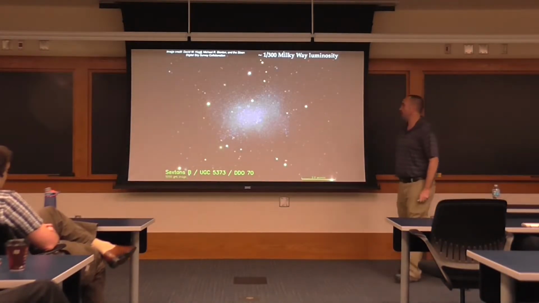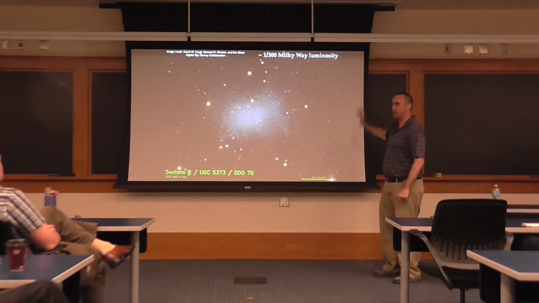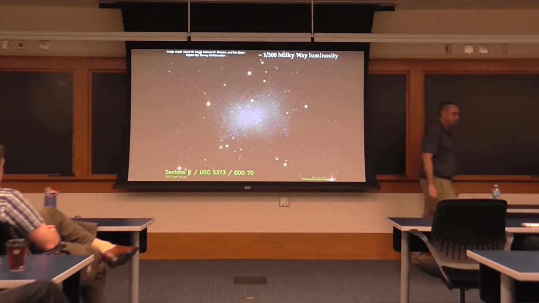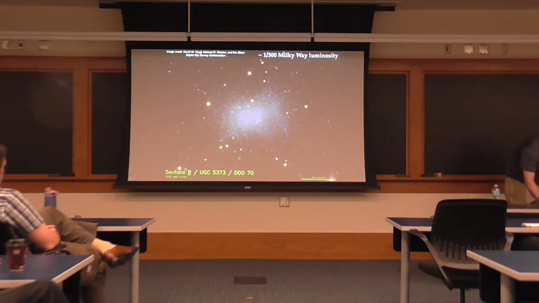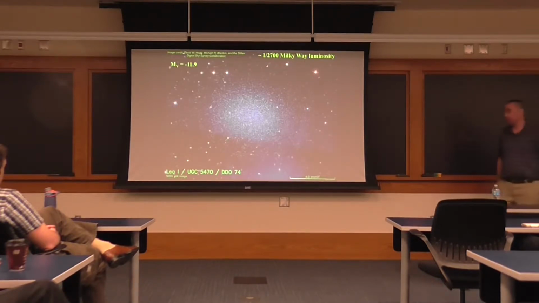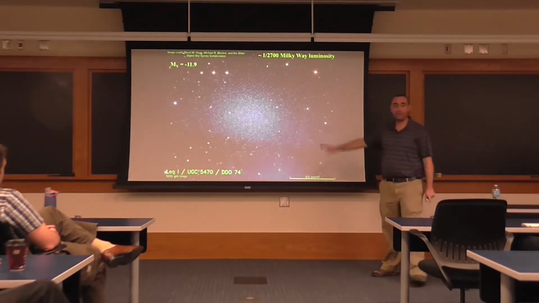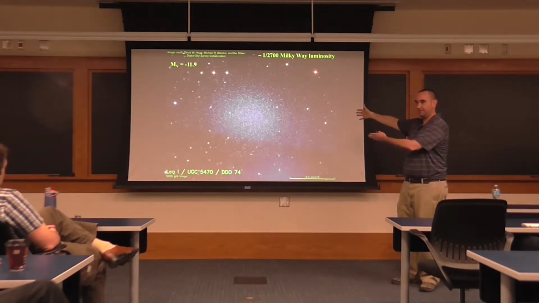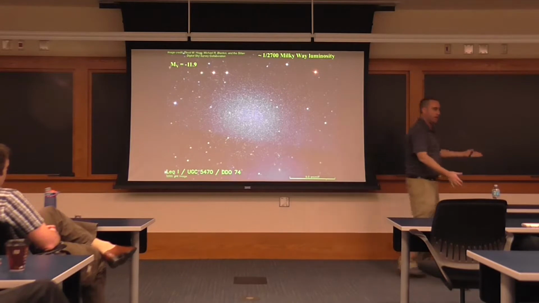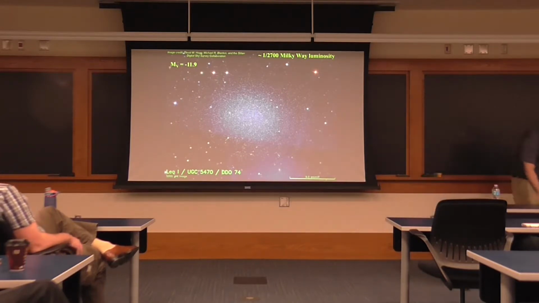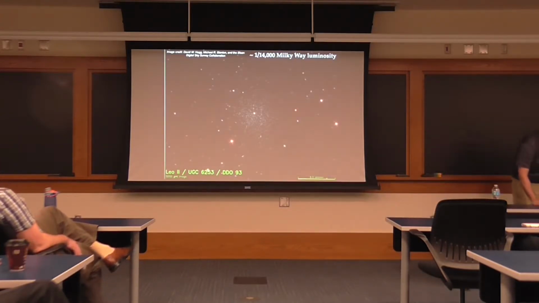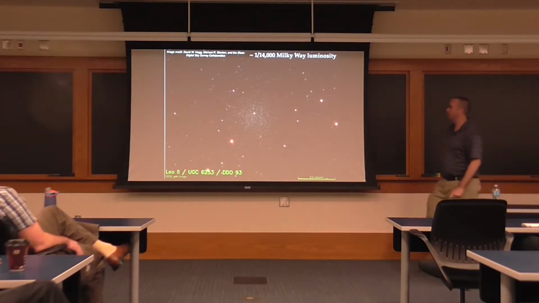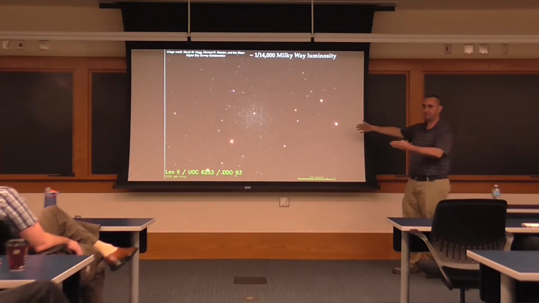1/300th of the Milky Way. This is Sextans B, kind of a dwarf irregular. I forget how far away. Leo 1, about 1/3000th the luminosity of the Milky Way. Still, something you can easily detect with your eye or with photographic plates. Leo 2, about 1/10,000th, very easy.